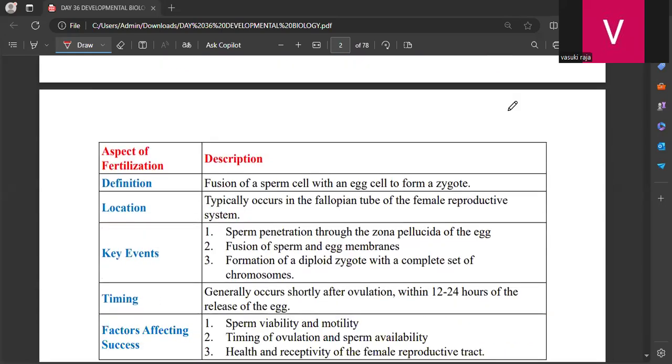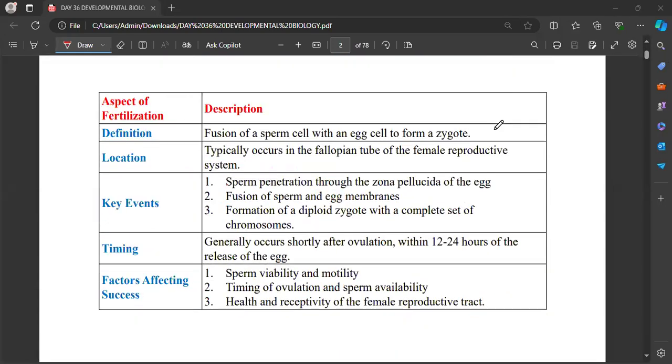Okay. What is fertilization? A fusion of a male gamete and a female gamete is called fertilization. As a result of this fusion of male and female gamete, we get a structure called a zygote. A zygote is the fused cell of male and female gamete. That is what this process is called, fertilization. And where does fertilization happen? In the female reproductive part, most specifically in the fallopian tube.